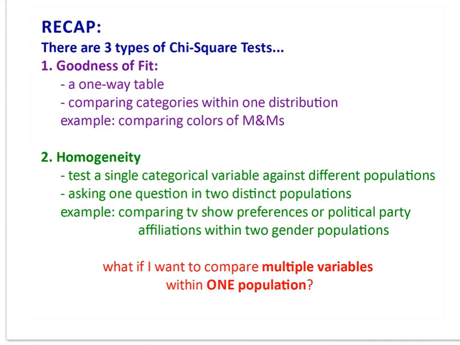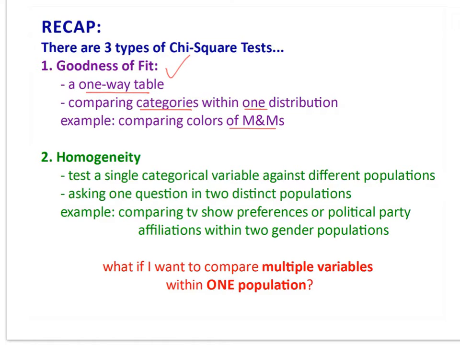Just to recap, there are three types of chi-squared tests. Goodness of fit, we've done, that was with a one-way table, and we are comparing categories within one distribution. And this is like the M&M's example. So we had a one-way table. We were comparing categories or different colors within one bag of M&M's.